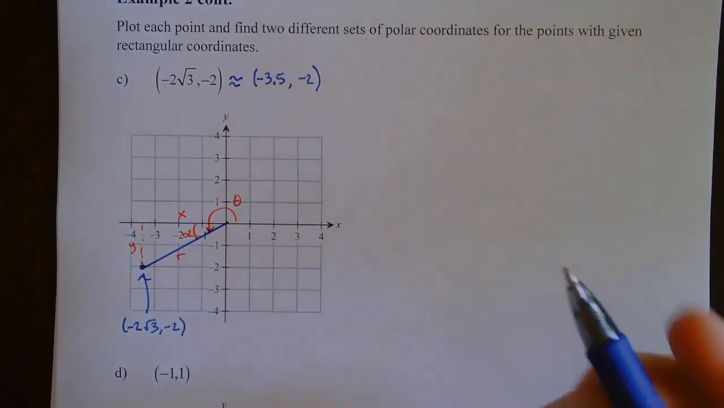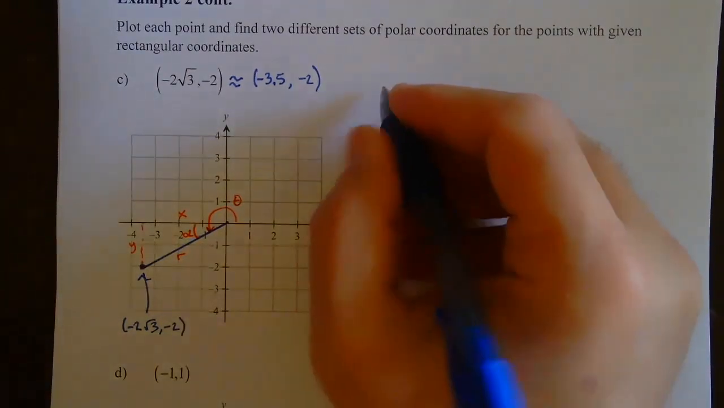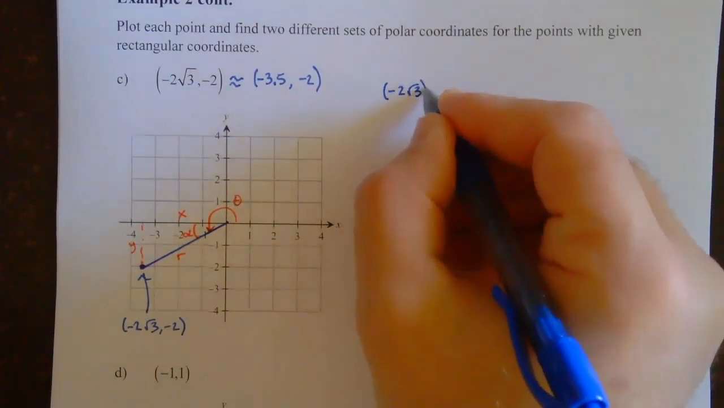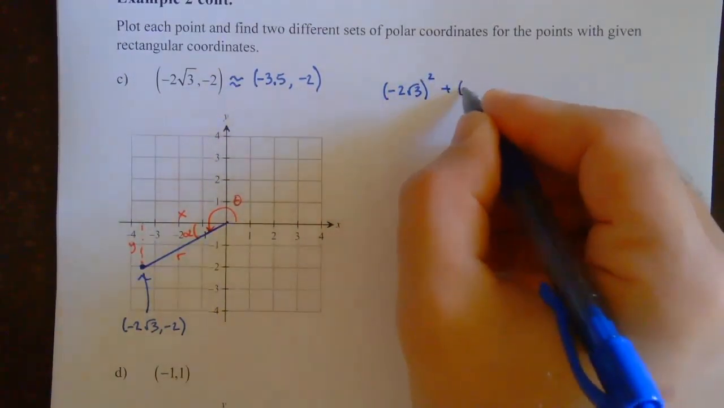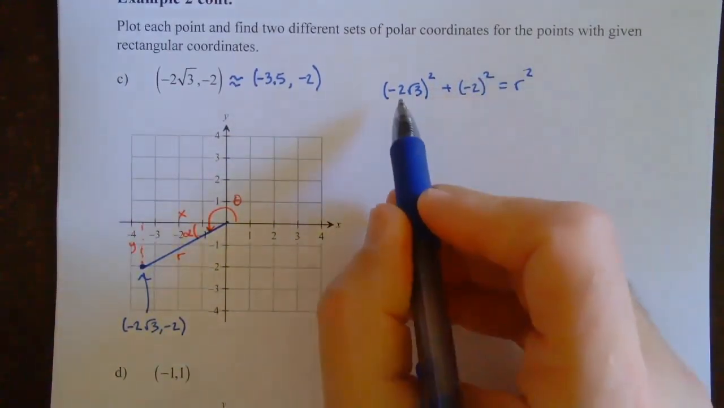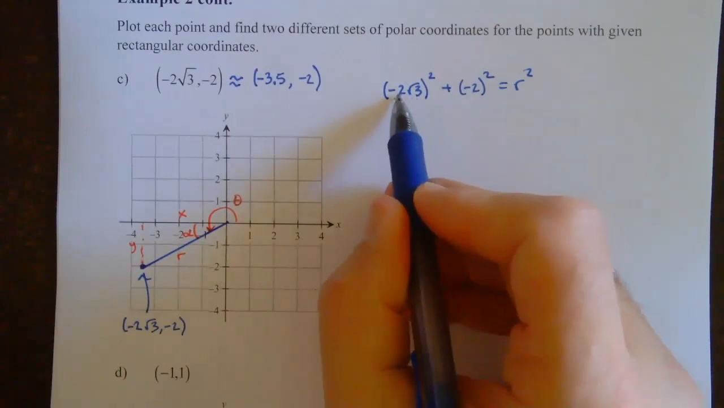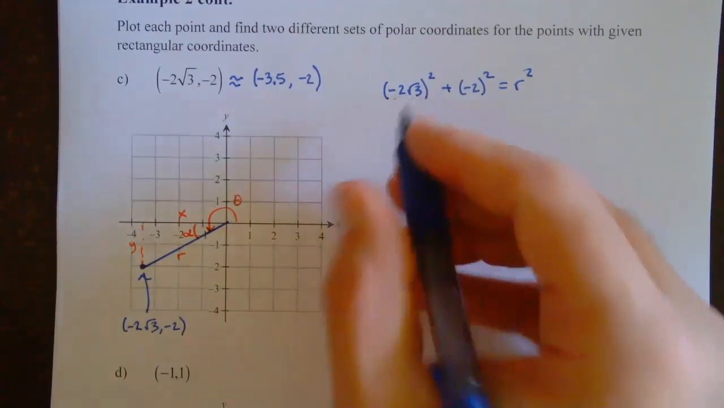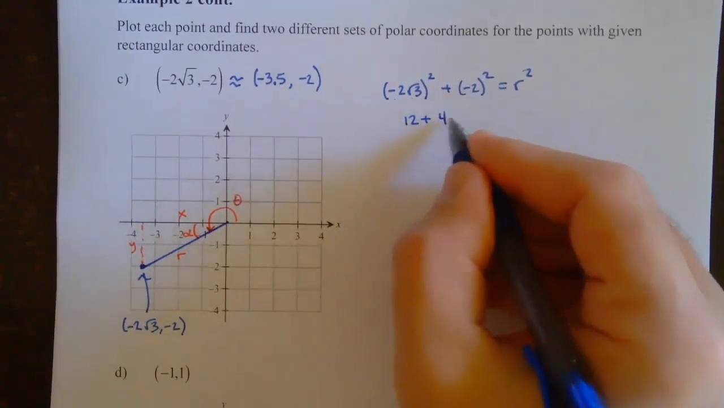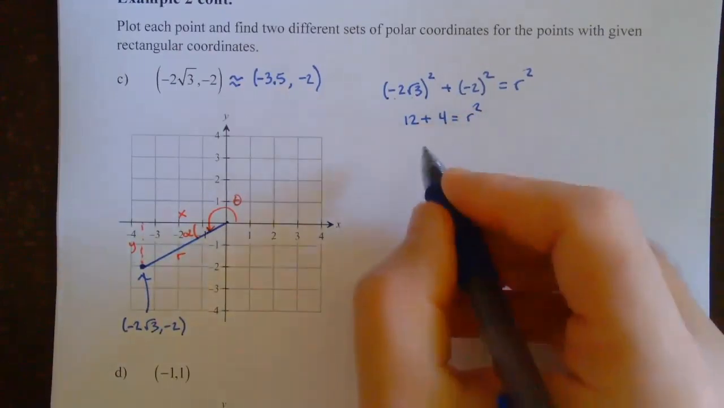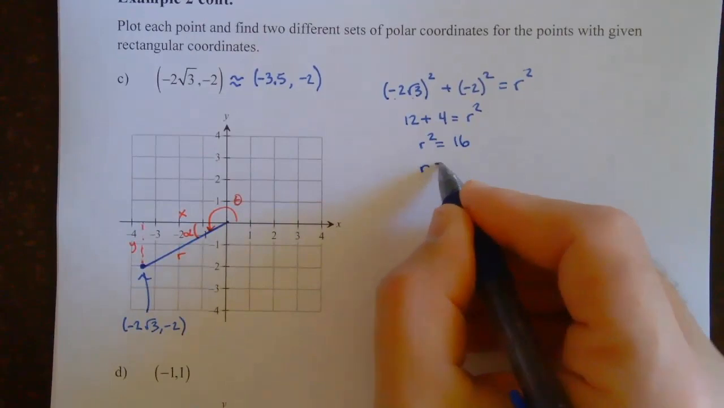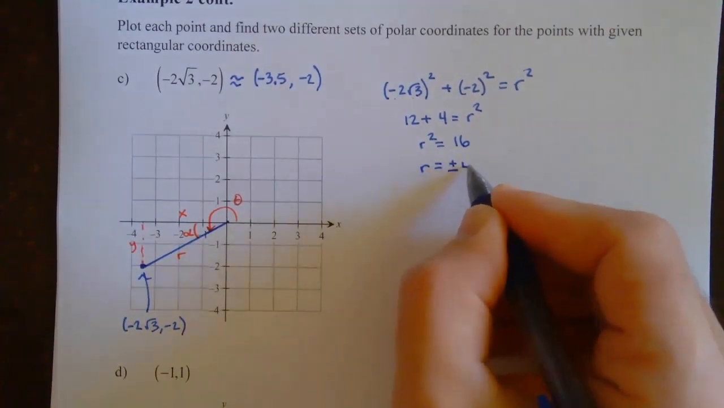How do I find my radius? Well, I know that x, which is negative 2 square roots of 3, squared, plus negative 2 squared has to equal r squared. So this becomes 4 times 3, which is 12, plus 4, is equal to r squared. And so that would mean r squared is equal to 16, which means r could be plus or minus 4, okay?